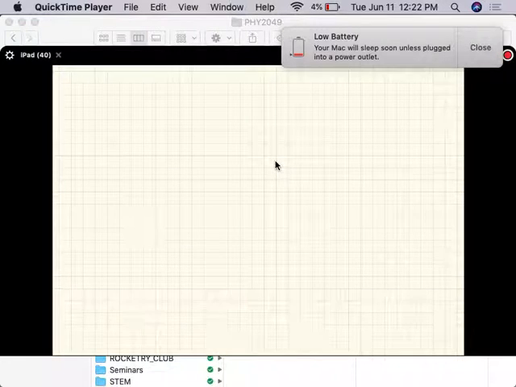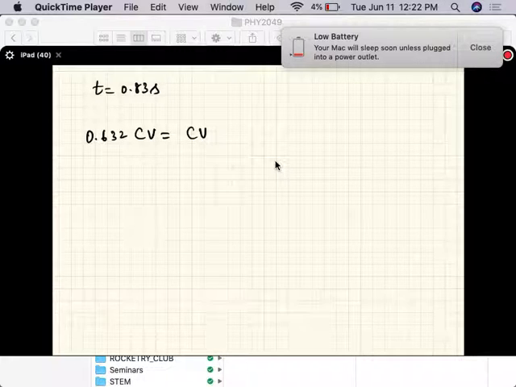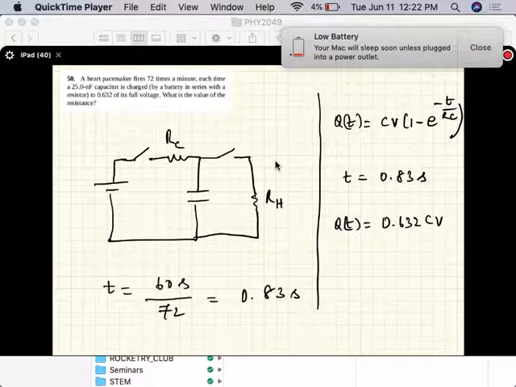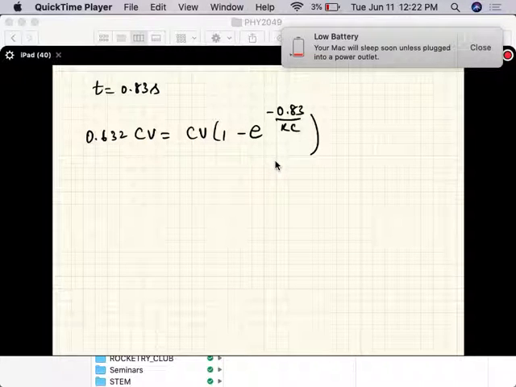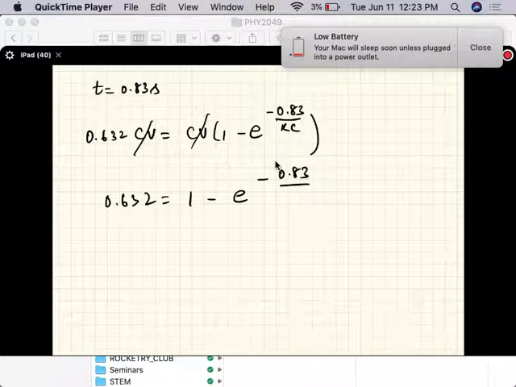Let me go to a new page. So t equal to 0.83 seconds, 0.632 CV equals CV times (1 minus e to the power minus 0.83 divided by RC), where C is 25 nanofarads and R is the unknown, so there's no confusion, this is R. So what are we doing? CV cancels. 0.632 equals 1 minus e to the power minus 0.83 divided by RC. So e to the power minus 0.83 divided by RC is 1 minus 0.632.